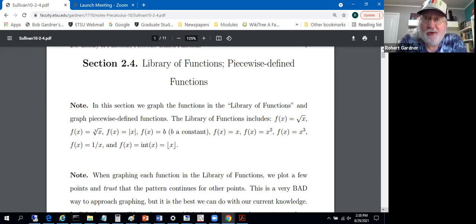And we'll add to the library of functions a little bit later. We'll add log and exponential functions, for example. So what we're going to consider here is the functions f of x equals the square root of x, f of x equals the cube root of x, the absolute value function, a constant function, f of x equals x, f of x equals x squared, f of x equals x cubed, so some powers of x, f of x equals 1 over x, and finally the greatest integer function. And then we'll look at piecewise defined functions where the pieces are made out of these things here. So, well, I've got it written in the notes.